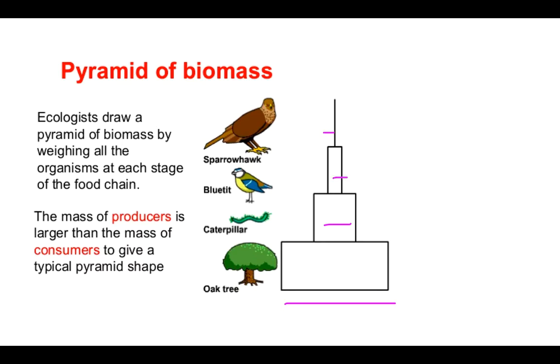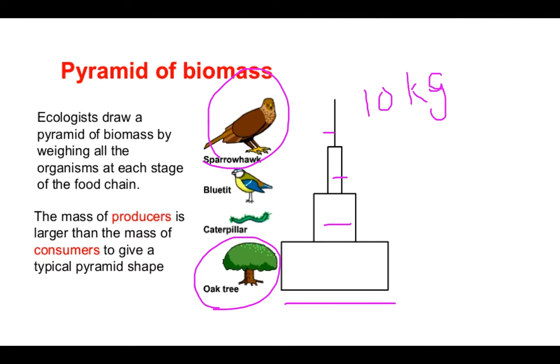So there needs to be more biomass here than there is in the consumers. Basically they're saying the amount of sparrowhawks we have in this ecosystem, the mass is significantly less than the amount of mass that the oak trees have, all the oak trees in the system. So for example, if the sparrowhawk had a mass of, I don't know, 10 kilograms per meter squared, this oak tree might be something like around, I don't know, 10,000 kilograms per meter squared.